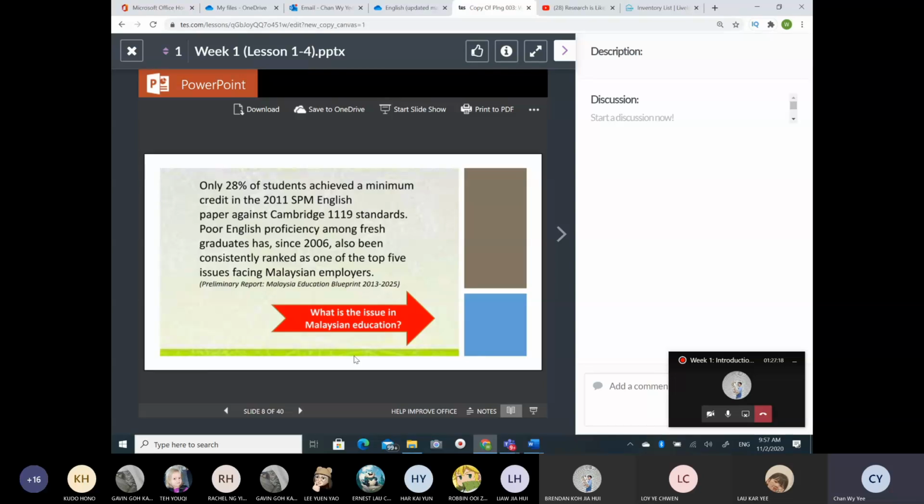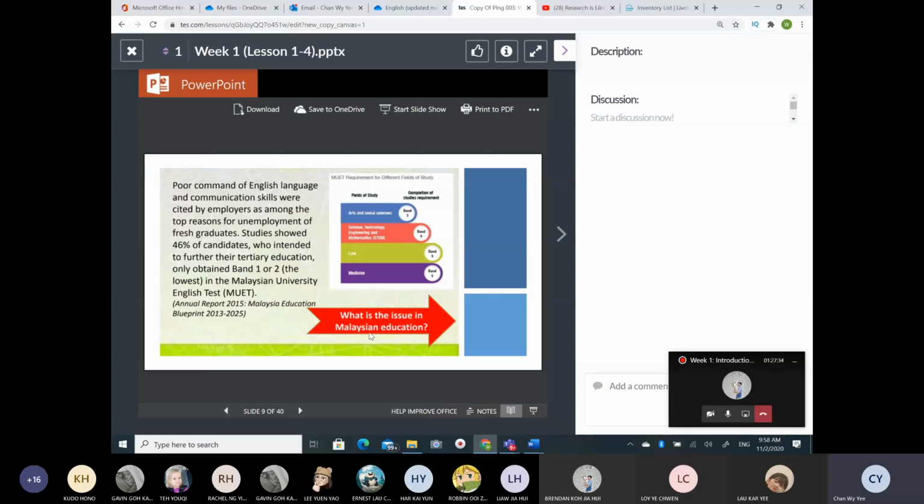Among employers, meaning bosses, people, managers who are hiring people to work for them, they find that one of the biggest problems with fresh graduates is that they cannot communicate well. They are very bad in English. So again, poor command of English language and communication skills were cited by employers as among the top reasons. Studies showed 46% of candidates who had intended to further their tertiary education only obtained band 1 or 2, the lowest in the Malaysian University English Test, MUET.